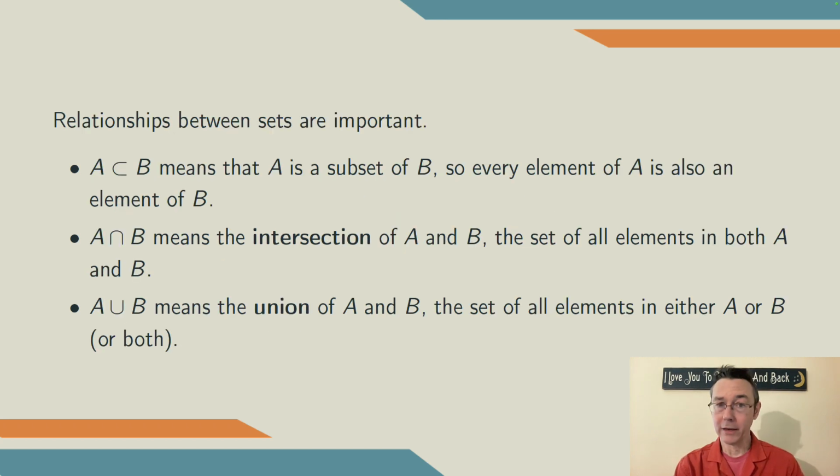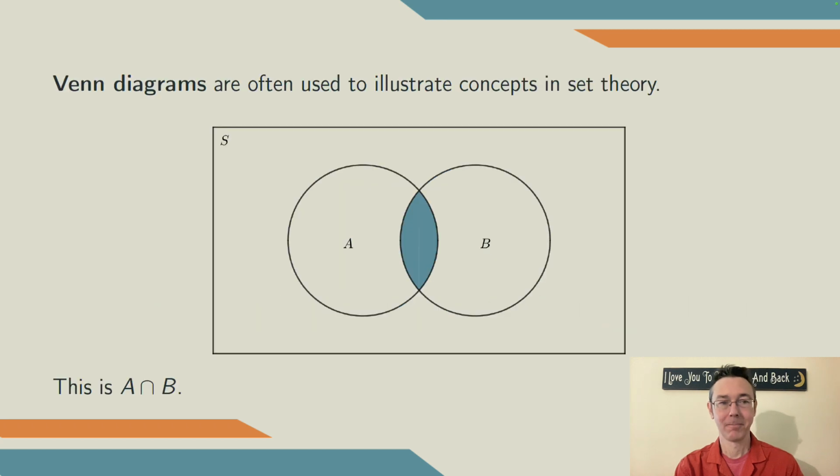We deal with relationships between sets all the time. We call the sets A and B. A subset B, A contained in B, means that every element in A is also an element of B. A intersect B, the intersection of A and B, is the set of all elements that are in both A and B. And A union B is the set of all elements that are in either A or B or both. Notice here that the or is non-exclusive. The words or both really could be underlined here.